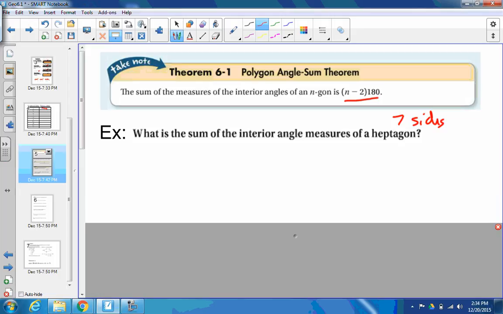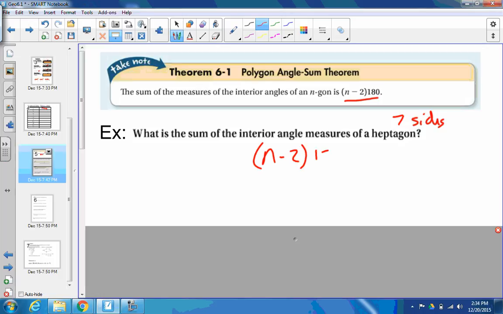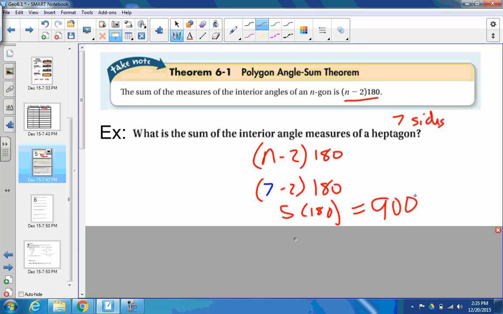So if we use that theorem, we can just plug in 7 for n. So it's n minus 2 times 180. If n is 7, we have 7 minus 2 times 180. That would be 5 times 180, which, if you check it out, I believe would be 900. So there's 900 total degrees inside of a heptagon.